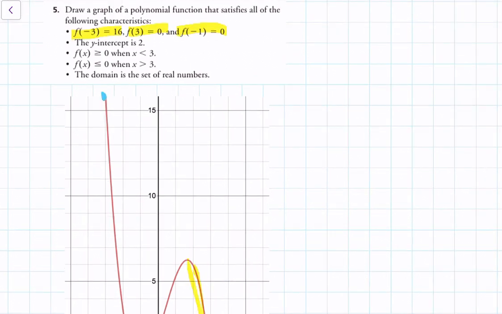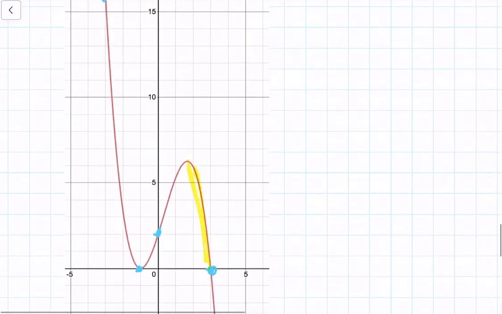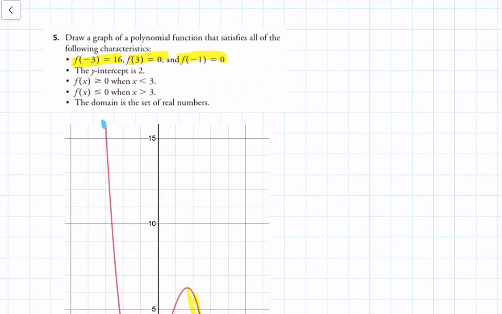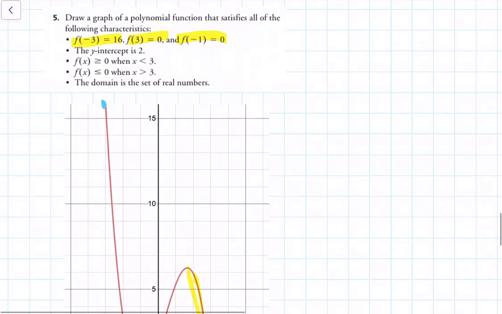So now we can move into question 5. Draw a graph of a polynomial function that satisfies the following characteristics. So f at negative 3 is 16, f at 3 is 0, f at negative 1 is 0. That's our first step. We're going to draw out, so I've identified here all the points they've given us. Perfect. The next thing we're going to do is write the y-intercept, which is 2. We have that as well.